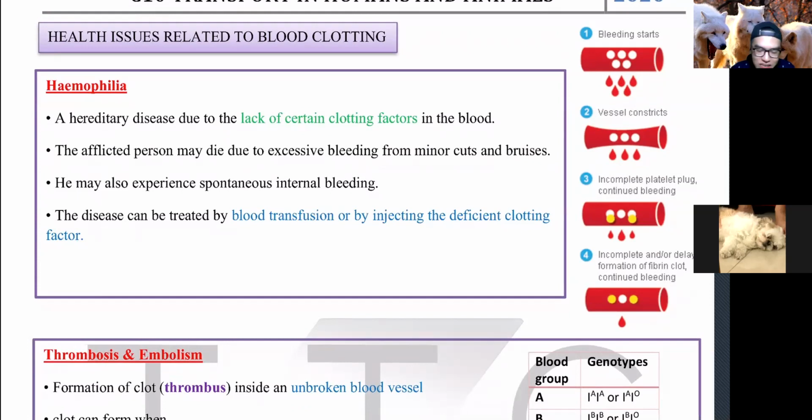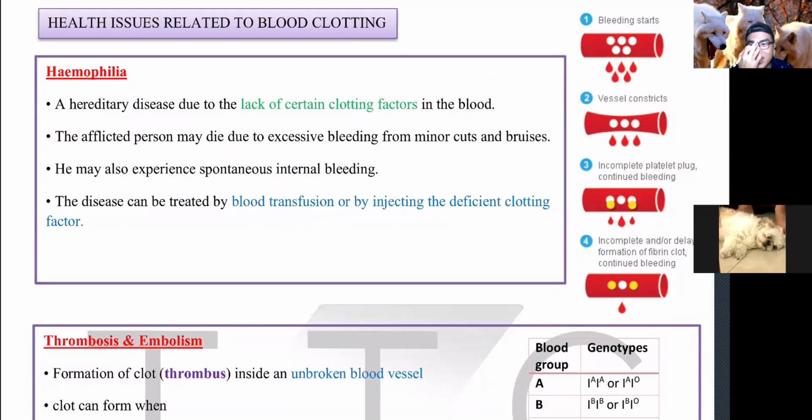Because you lack certain clotting factors in your blood. There are a lot of clotting factors. So you might just lack one of them, and your blood clot will be slower than others. You might not know this until you suffer serious bleeding. Then your blood clots very slowly. So the afflicted person may die due to excessive bleeding from minor cuts and bruises. Hey, can you imagine how stupid it is? You cut yourself and then next day you dead. So very rare. Hemophilia is a very rare disease. So he may also experience spontaneous internal bleeding.